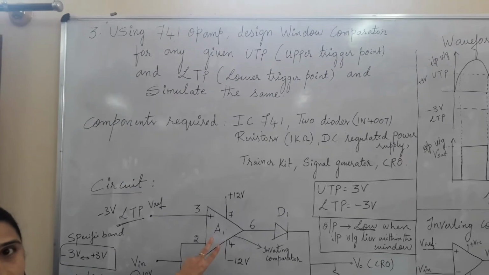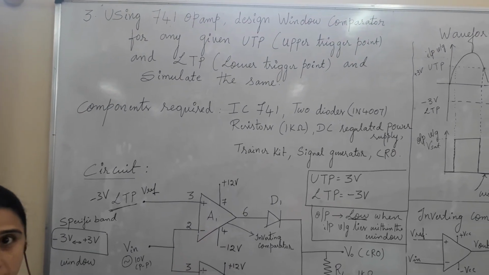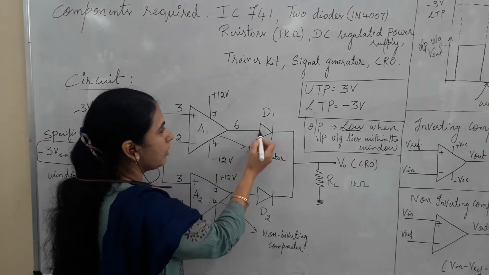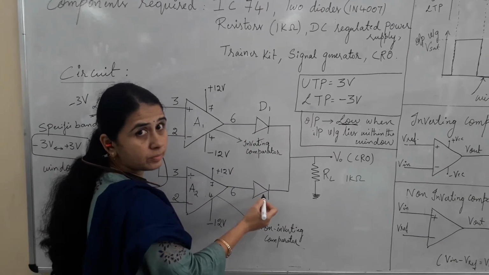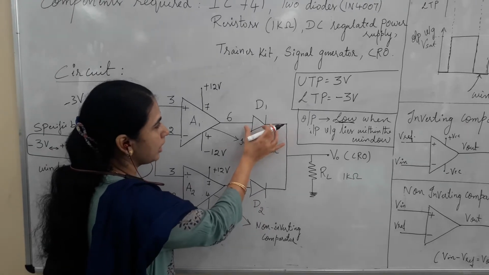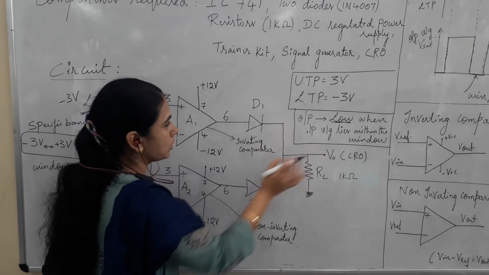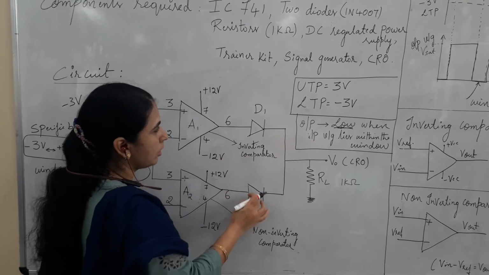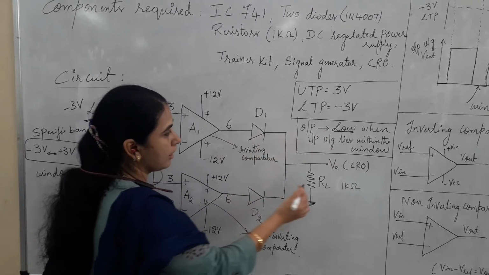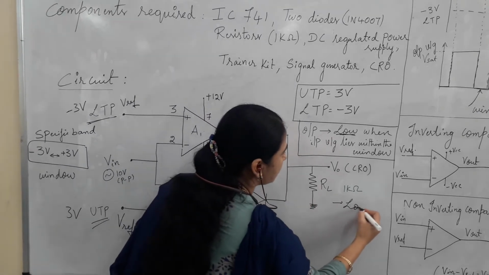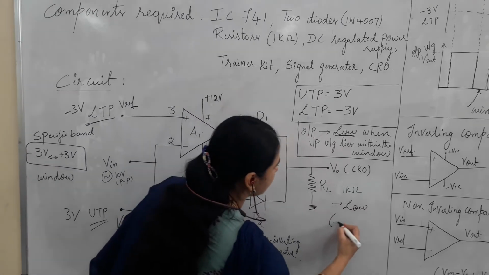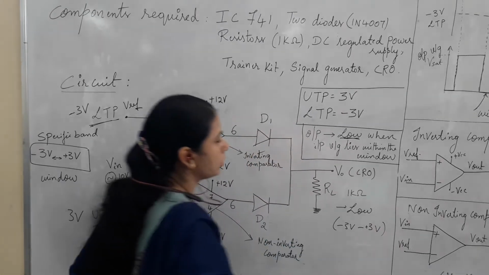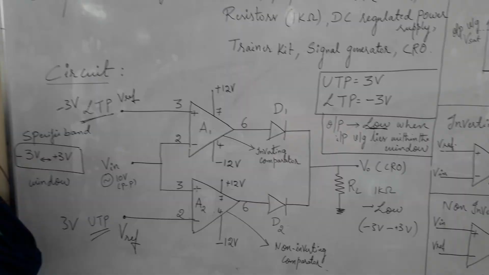The detailed working of the window comparator operation will be explained in the theory class, and we can see that there are two diodes. When either of the diodes gets a positive input, output goes high. When the inputs to both the diodes are negative, then both will be reverse biased and output goes low. The output goes low only when the input voltage is within the range of minus 3 volt to plus 3 volt. We'll see what exactly it is.